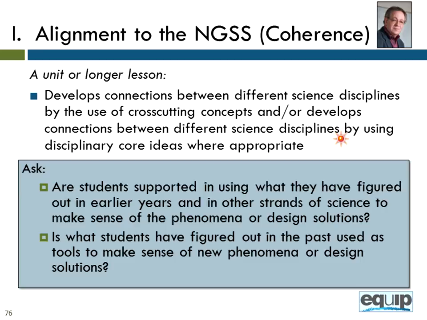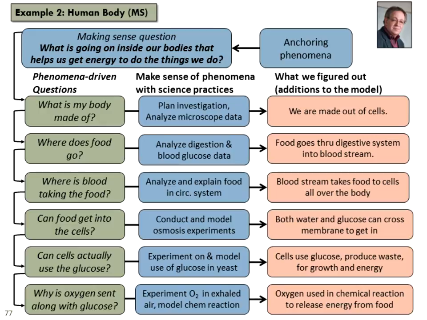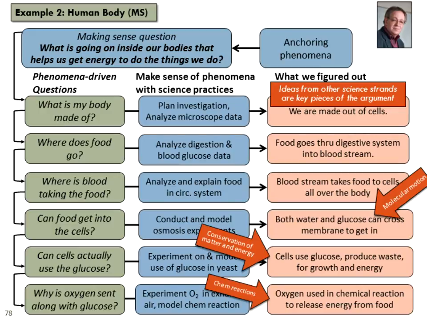And so when we look at this particular storyline, for example, critical pieces of the argument came from applying ideas that we built in the physical science strand. Some ideas about molecular motion that are going to allow us to explain osmosis, conservation of matter and energy that allow us to use evidence from a particular experiment to say a chemical reaction must have occurred because now we have a gas where we didn't have a gas before, etc.